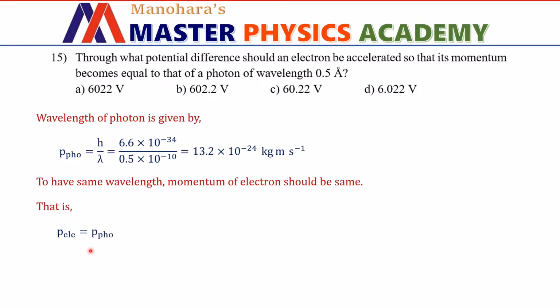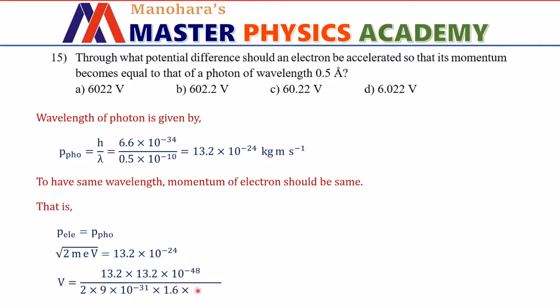The electron momentum in terms of accelerating potential is given by root of 2meV, where m stands for the mass of the electron, e stands for the charge of the electron, and V is the accelerating potential. Substituting and simplifying, the accelerating potential of the electron is found to be nearly 600 volt. Option B is the right choice.